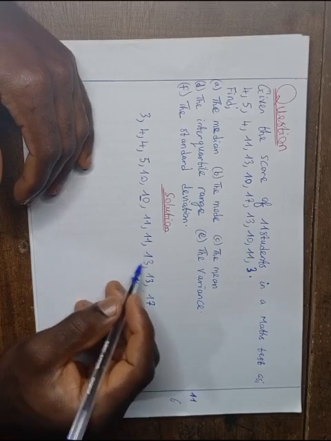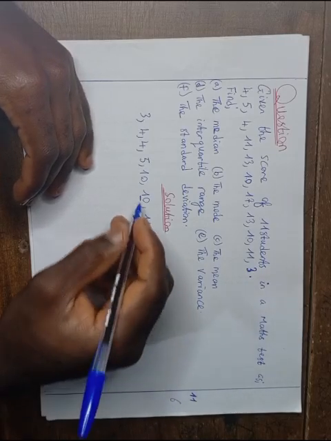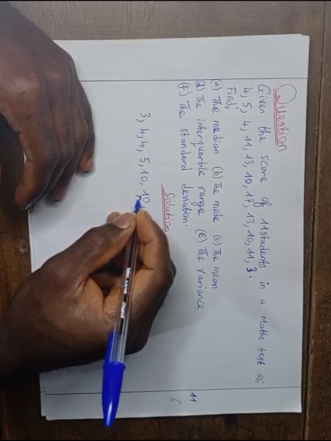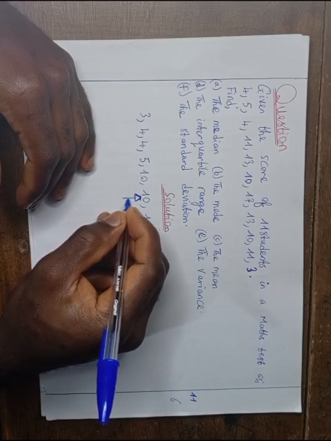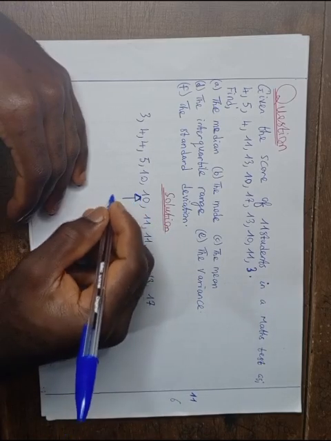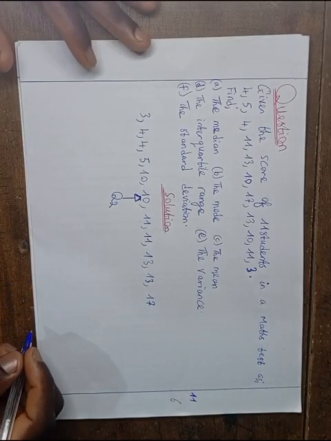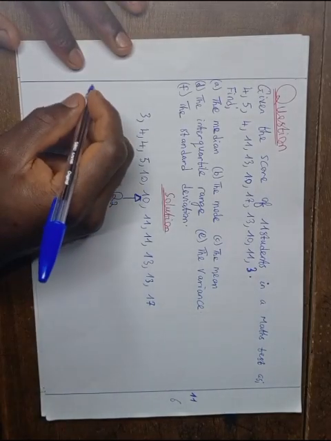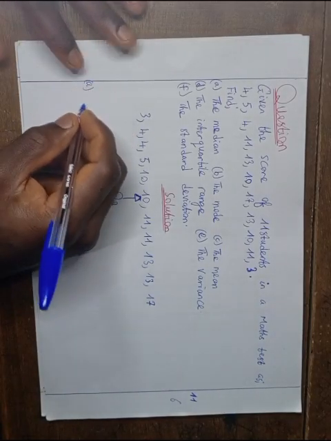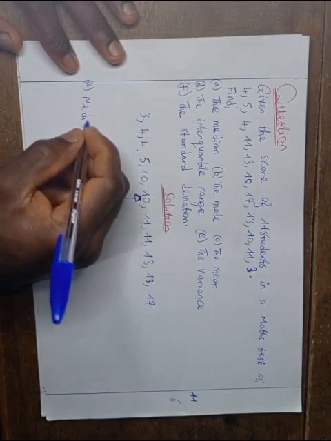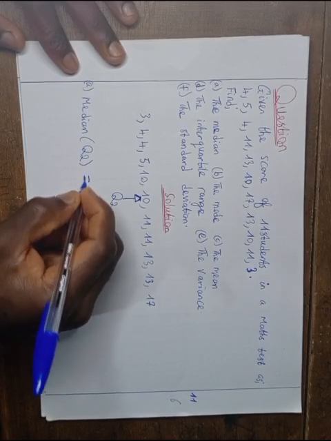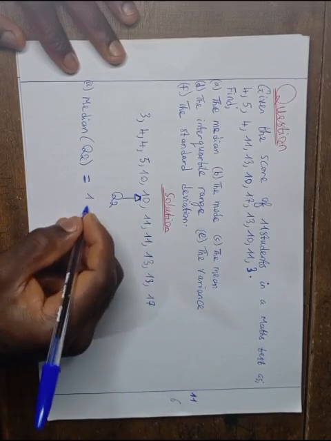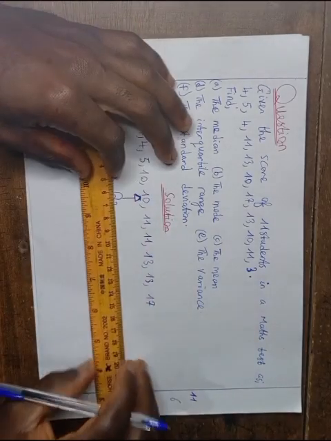We count 1, 2, 3, 4, 5. So this is the middle number. It divides the data into two equal parts. So here I'll write Q2, which is the median. Question A, median, Q2 is simply equal to 10. So we are done with question A.